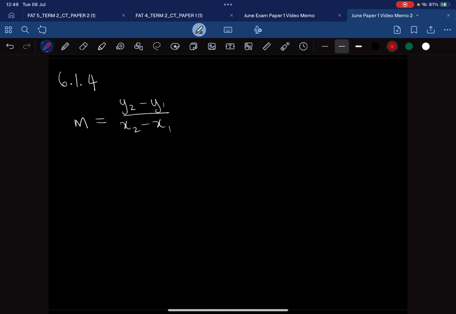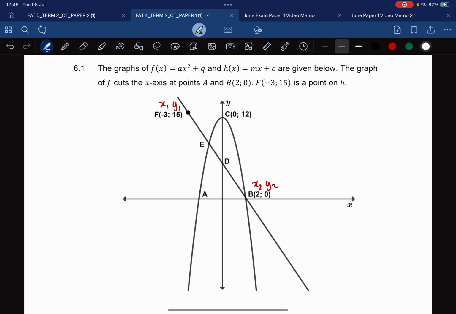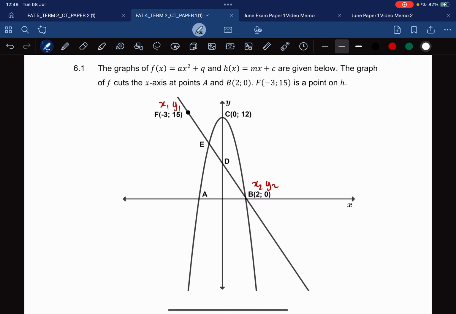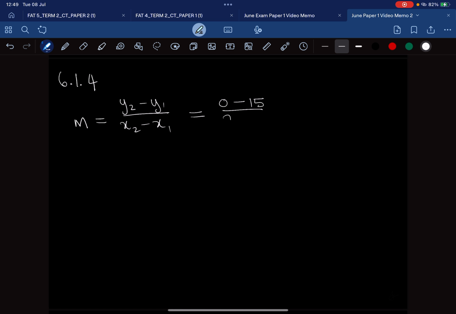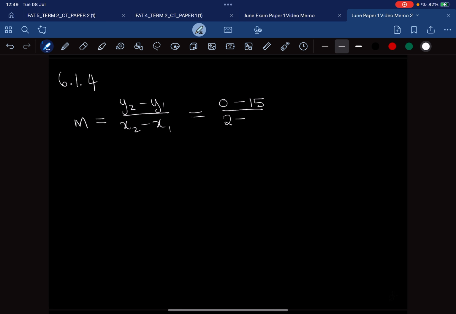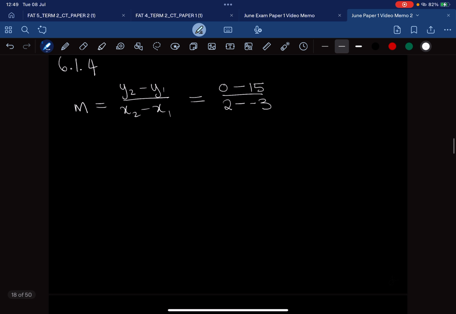So y2 is 0, and y1 is 15. So it's 0 minus 15. Then x2 was 2, and x1 was negative 3. So that's 2 minus negative 3. Be careful here once again of the signs. That is mostly why we get this wrong, because we forget about the negative signs.